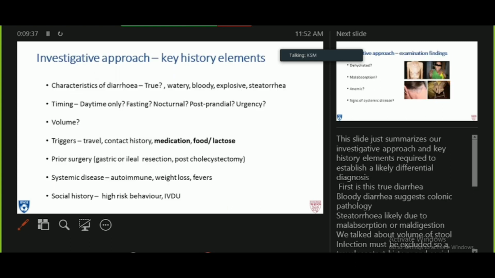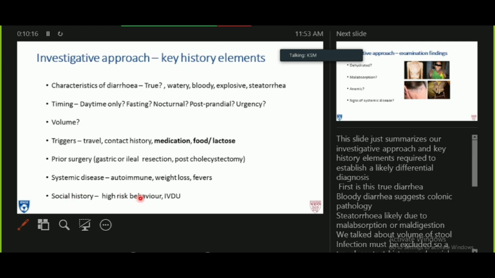So just to summarize these key history elements, first make sure that the person has true diarrhea. Is it bloody, suggestive of colonic disease? Is it watery or steatorrheal, suggestive of more small intestinal involvement? Is this patient having nocturnal symptoms? So nocturnal symptoms are another red flag sign. This is something that they can't control. So this is, again, something that we need to be concerned about. And are they on certain medications or taking certain foods that could be triggering their symptoms? Infection, we need to think about travel, contact history, and then their social history for HIV.